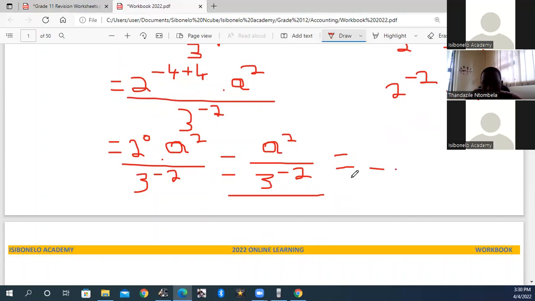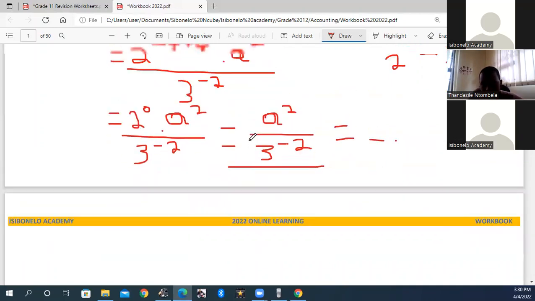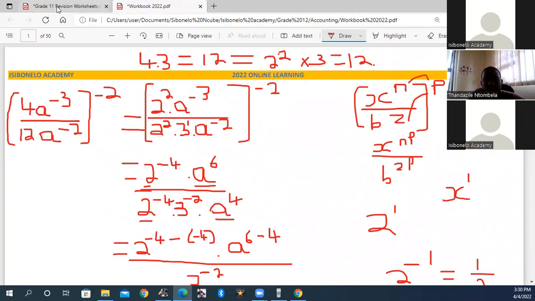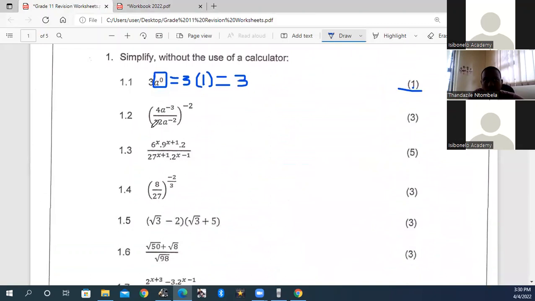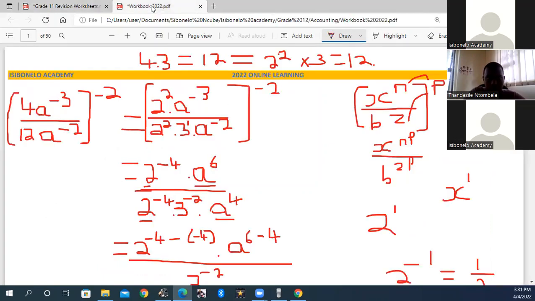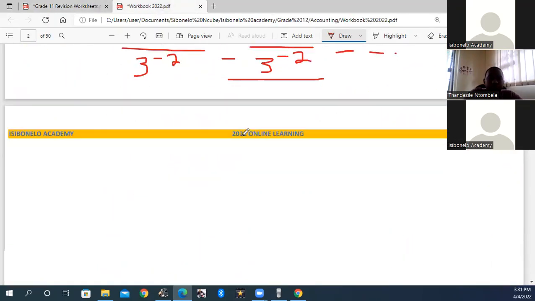All right. So we have finished the first sum. Any question? No. Okay. We come to the next sum. Oh, the second one we have already done, so let me tick. We come to that one: 6 to the x times 9 to the x plus 1 times 2, all over 27 to the x plus 1 times 2 exponent x minus 1. Okay, so I will write it down.